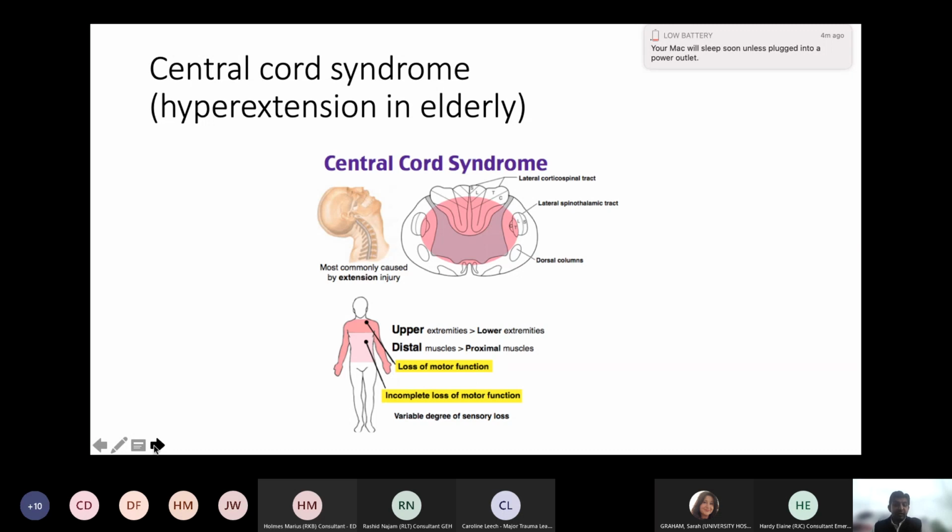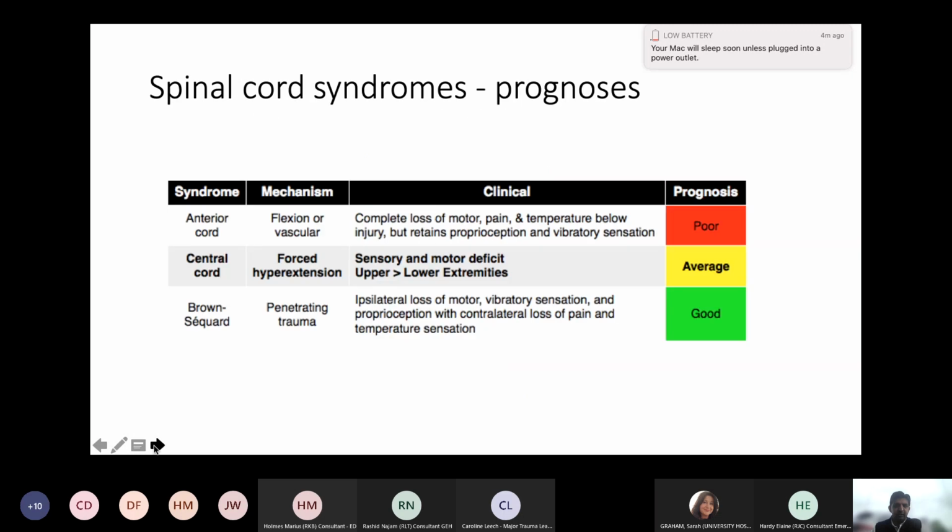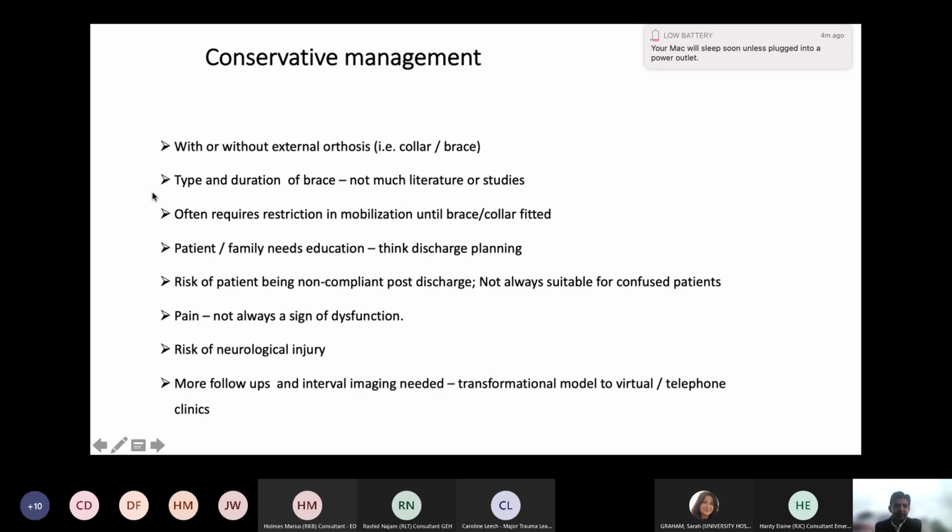And the treatment for this, again, is debatable. Some people advocate for early surgery. Some people believe that you should wait until patients get back to their baseline before deciding whether or not surgery is necessary. We'll come on to that.